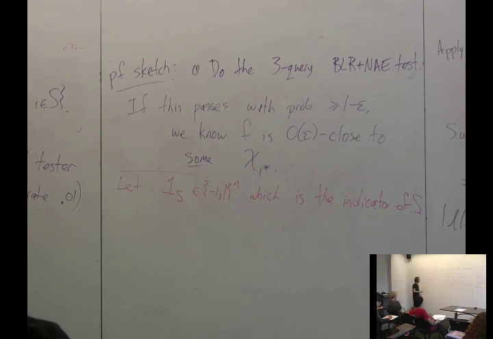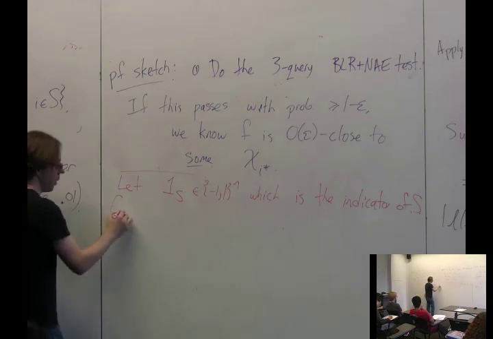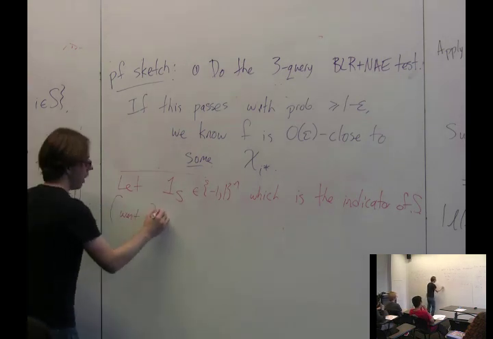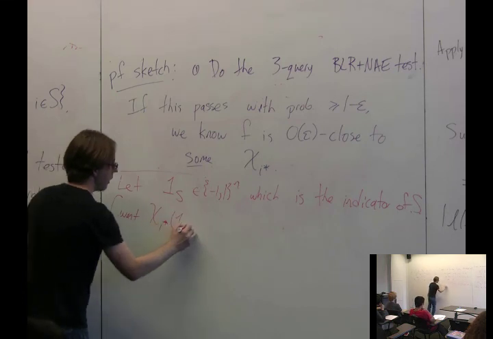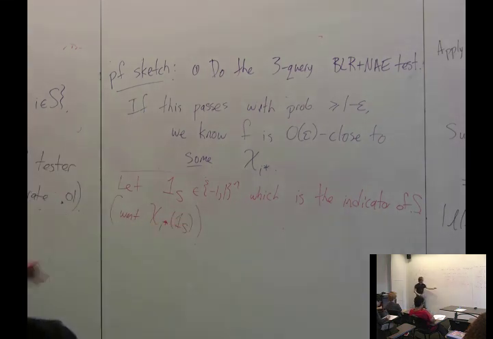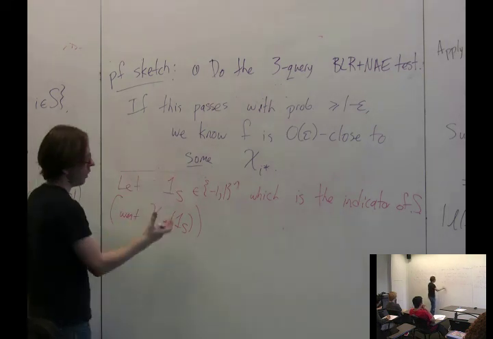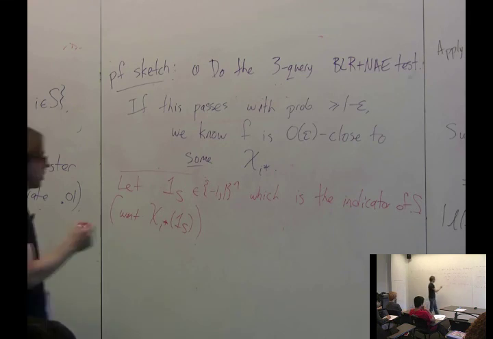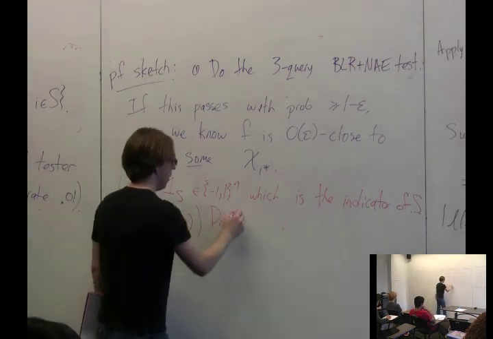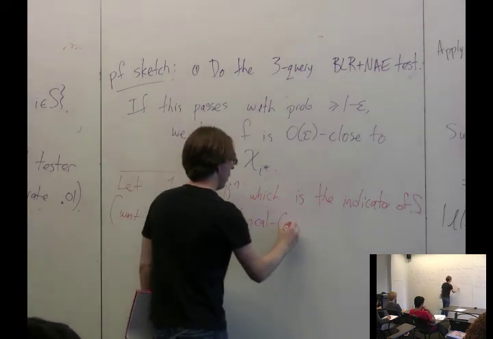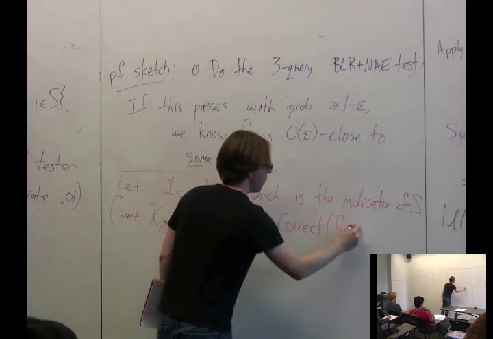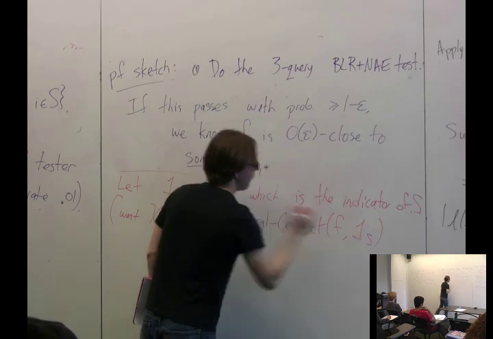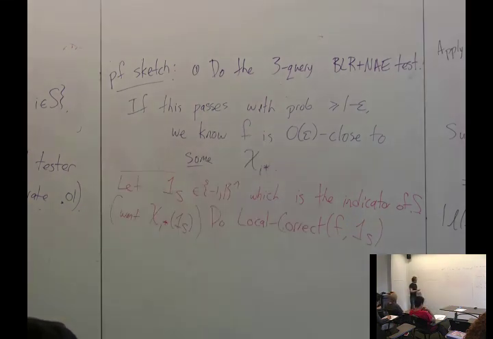And now what we really want to know is chi I star of 1S. Because if this was 1, then I star is in S, and if it's minus 1, it's not. We cannot just query f on this string, but this is exactly the issue we talked about with Brian before. We're almost there. We just do local correction of f on this string 1S. Remember this local correction algorithm. This is two queries.